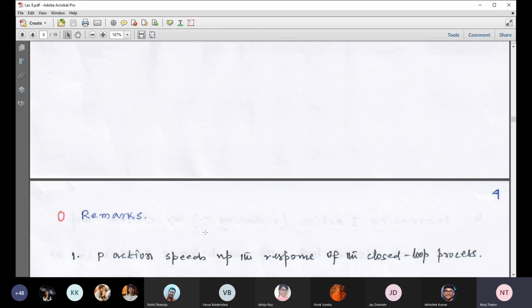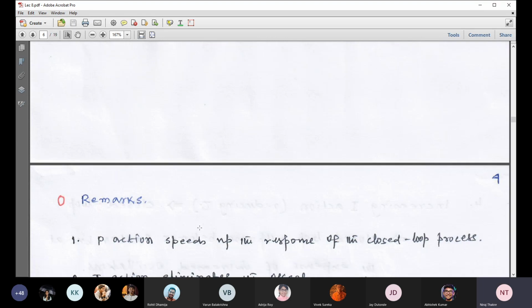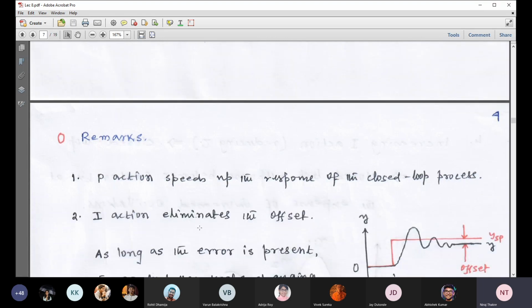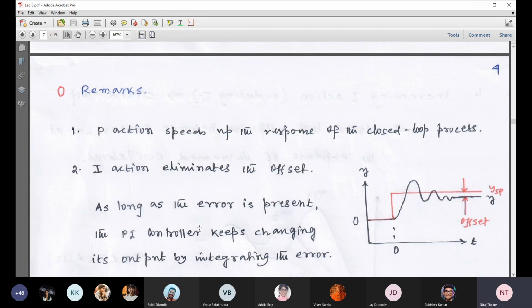It speeds up the response of the closed loop process. In fact, I have shown graphically that with the increase of Kc, we get a faster response, or speed of response increases, but at the expense of higher deviations and longer oscillations. This is for proportional action. Second point is specific to integral action. You need to note down this point.